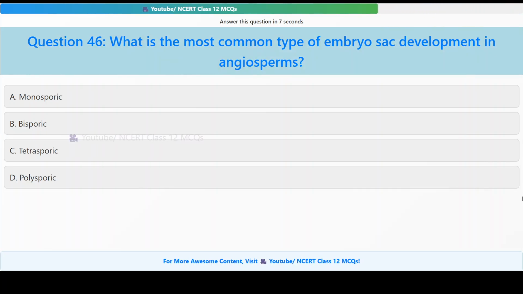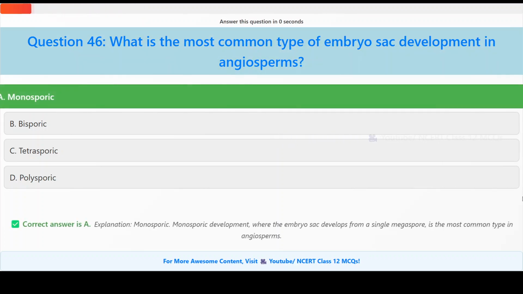Question 46. What is the most common type of embryo sac development in angiosperms? Monosporic. Monosporic development, where the embryo sac develops from a single megaspore, is the most common type in angiosperms.